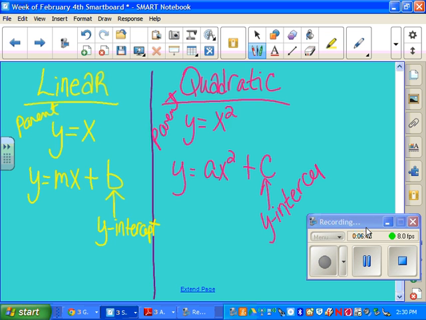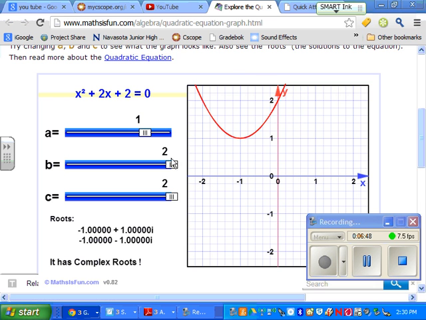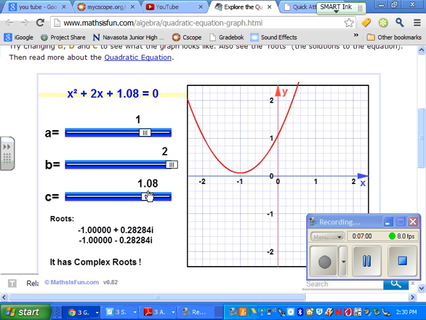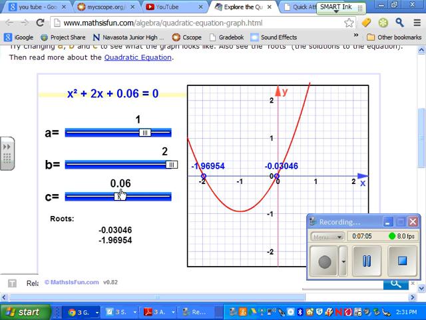So let's prove that. Let's go back to this website. And guys, I want you to keep an eye out for this axis and see what happens to the parabola with it. Okay, so watch what I'm doing with the C. It's where the C crosses the y-axis.